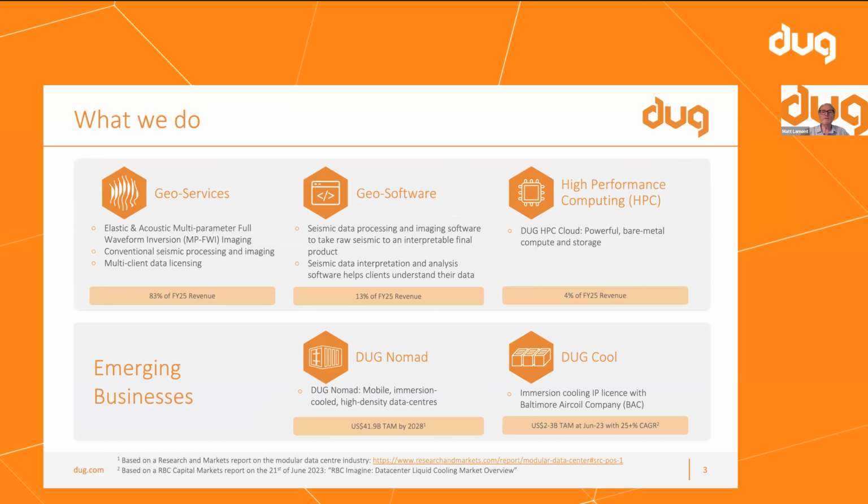So what we do, just a quick recap for anybody who hasn't seen this before. Services is where we make most of our revenue, and that's where our geophysicists sit and process data for a client. And that's where the elastic and acoustic MP-FWI makes most of its money at the moment. But we also do conventional seismic processing and imaging, and we do multi-client as well, which we've put under geoservices.